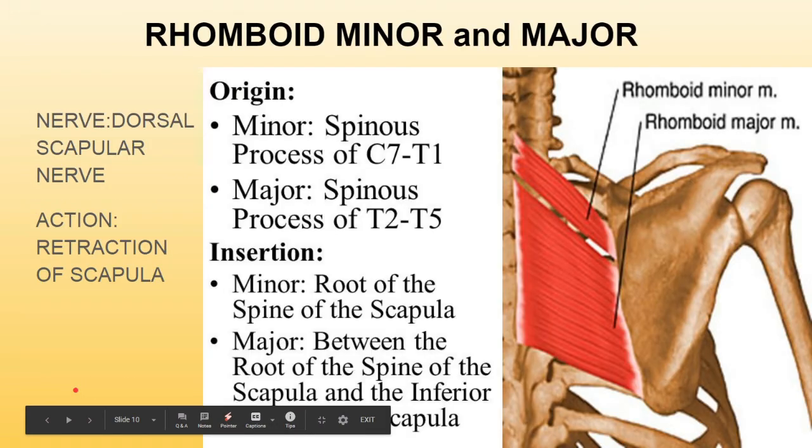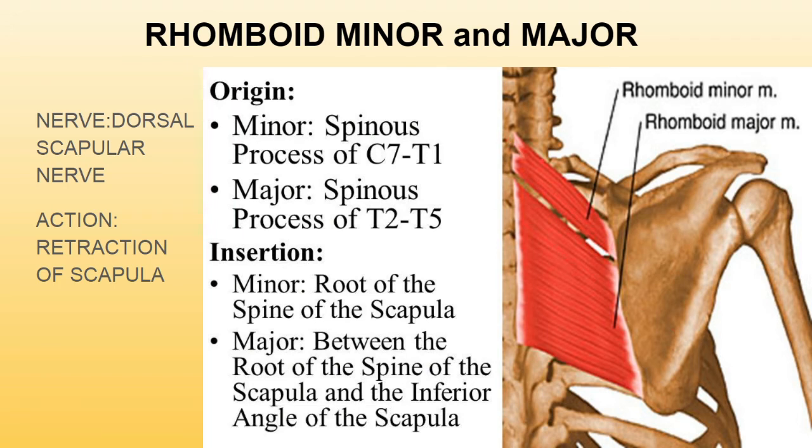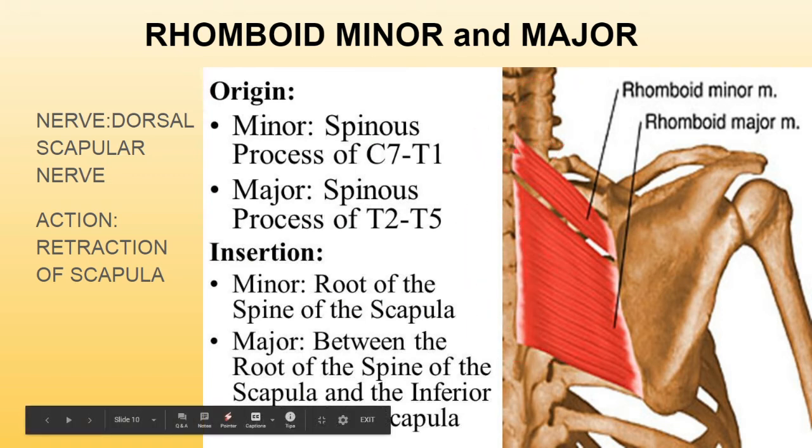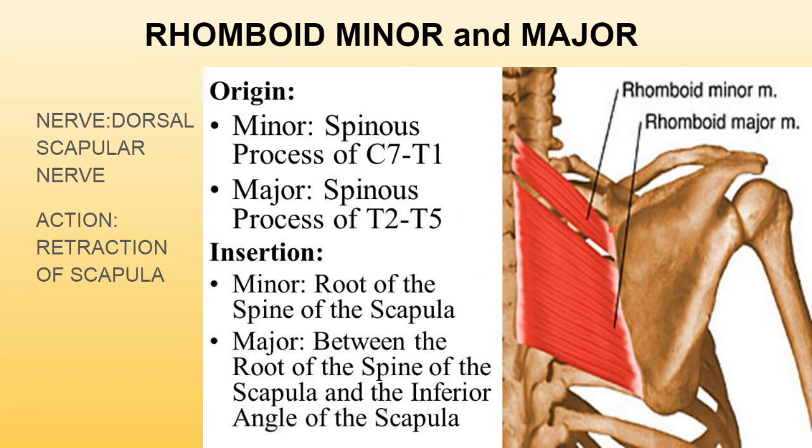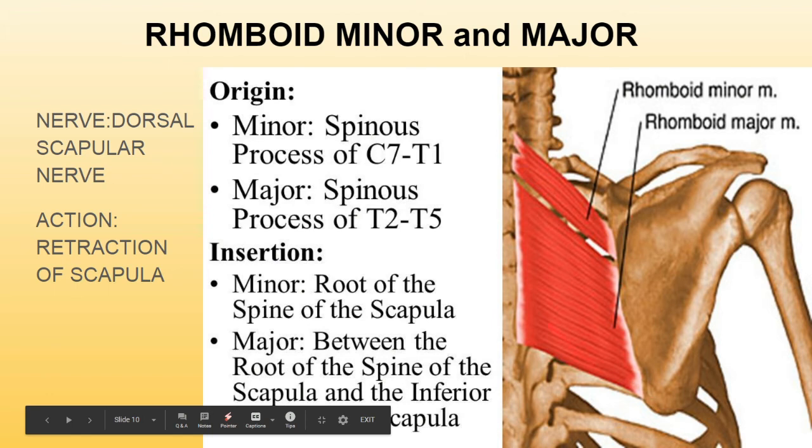Now the rhomboideus minor and major, very easy. As you can see, rhomboideus minor is this one and this is the rhomboideus major. The minor mainly originates from the spinous processes of the C7 and T1 vertebrae, while the major is attached to the spinous processes of T2 to T5. So C7 to T5 is the whole rhomboideus muscle: C7 to T1 is the minor, T2 to T5 is the major. And insertion, as you can see, is this one. Lateral is the insertion, medial is the origin.